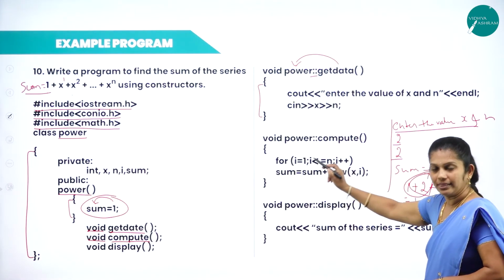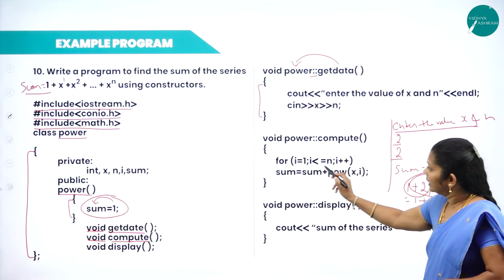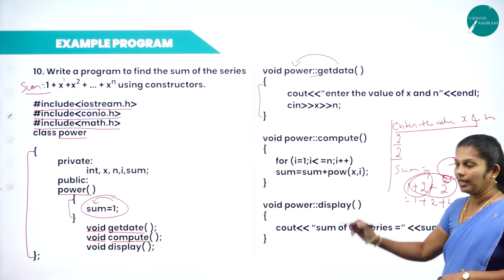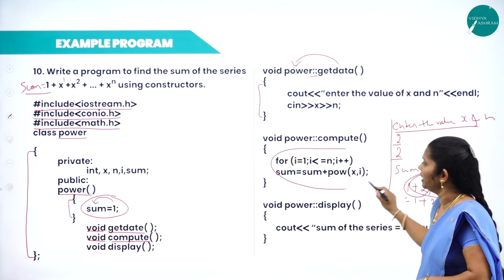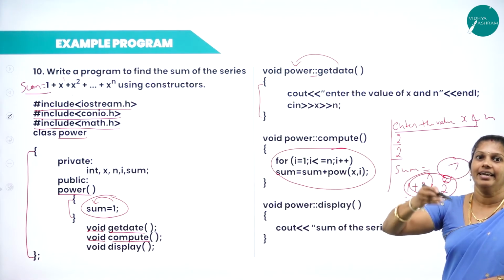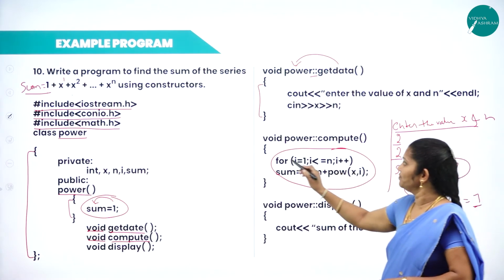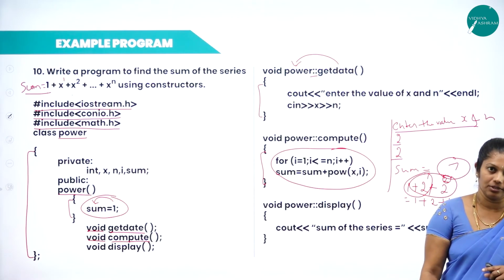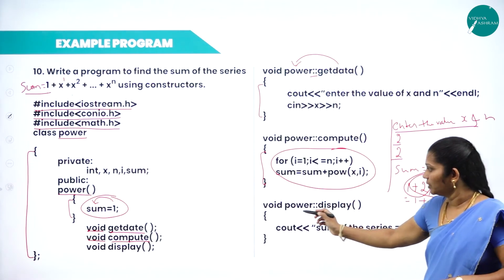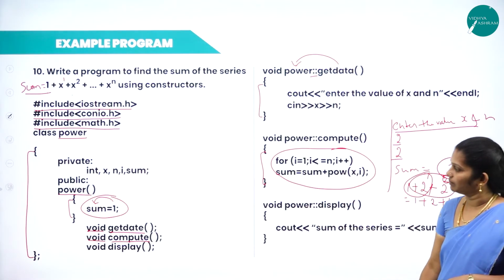First time it will take 1, then next time it will take 2, 3. Till i is less than or equal to n, this process will continue. These two statements will execute again and again. That is the calculation function, that is the compute function. Later on we are closing that function. But next, if you observe the next one, the display function.